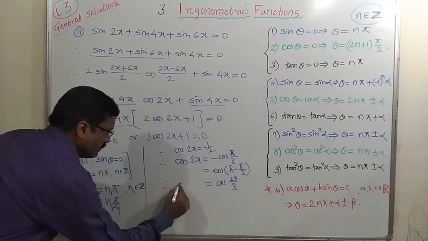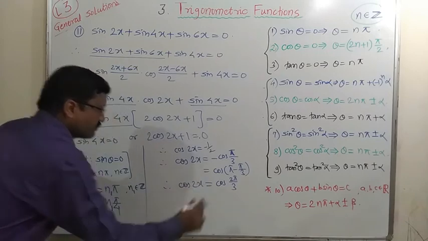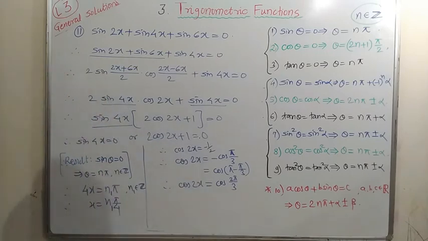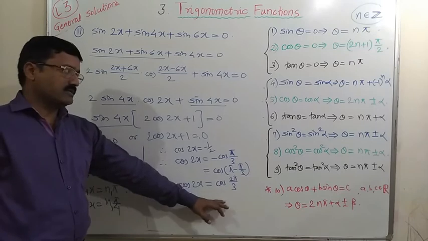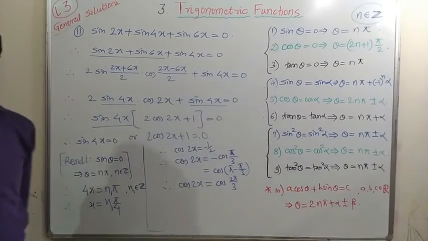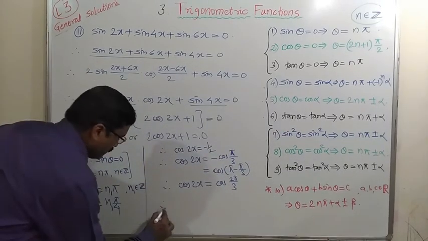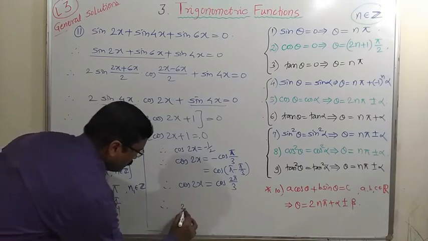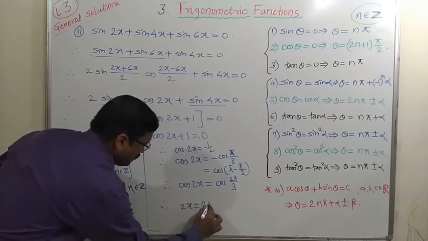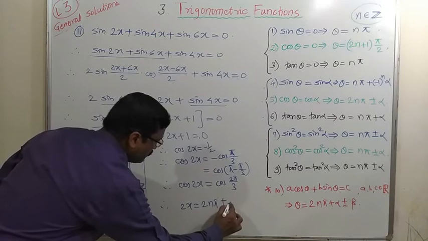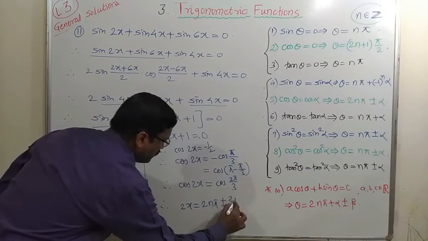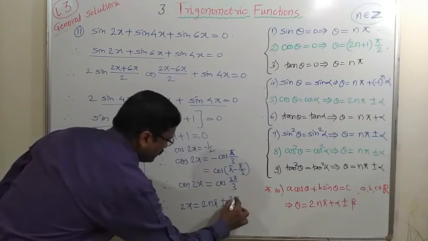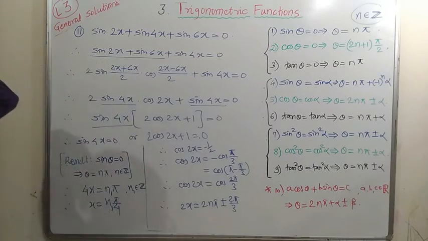So here we get cos 2x equal to cos 2 pi by 3. Now cos theta equal to cos alpha. Using result number 5, we get theta equal to twice n pi plus minus alpha. Therefore, using that result, we get 2x equal to twice n pi plus minus alpha, that is plus minus 2 pi by 3, where alpha is equal to 2 pi by 3.